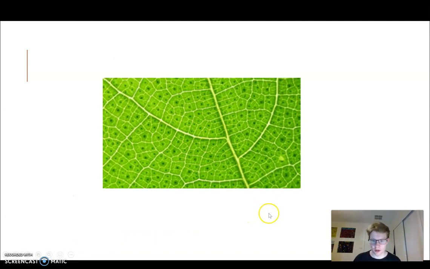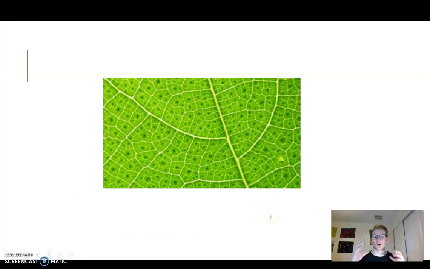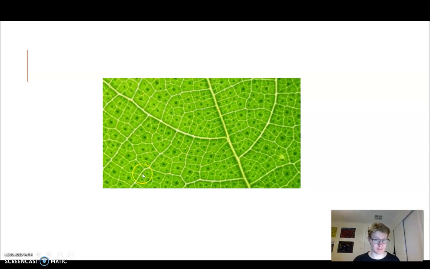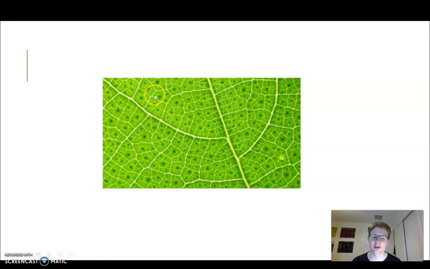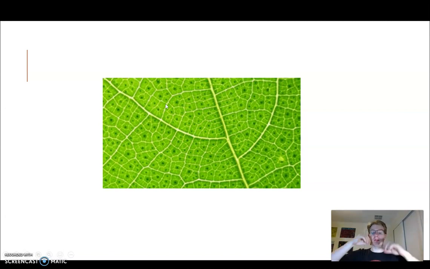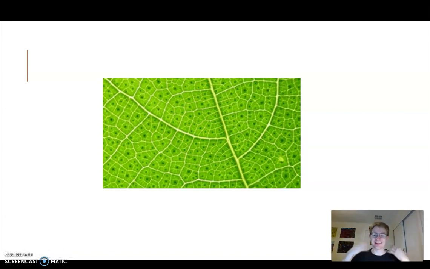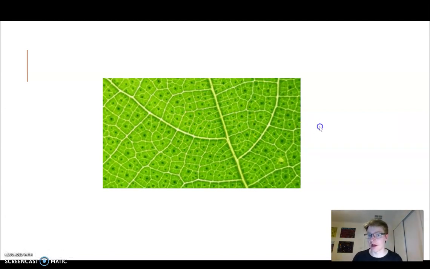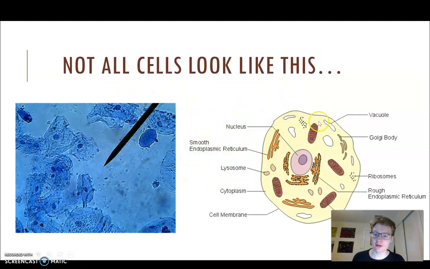All right, so we've covered the fact that all living things are made of cells. Here we have a leaf, and the leaf is zoomed in enough so that you can actually see all the little building blocks of cells. Remember, we're made of lots of little building blocks of cells that are all stuck together to form us. But last lesson I went through this diagram, and not all cells look like this.